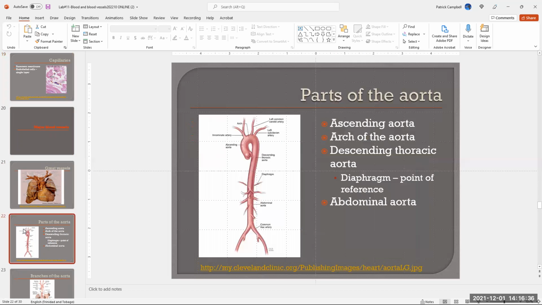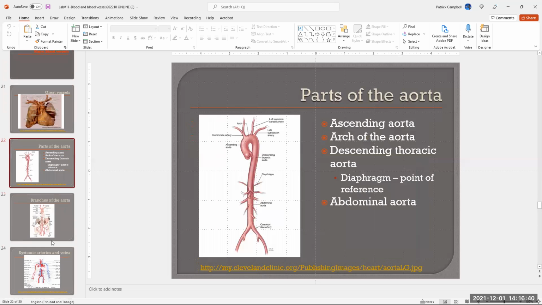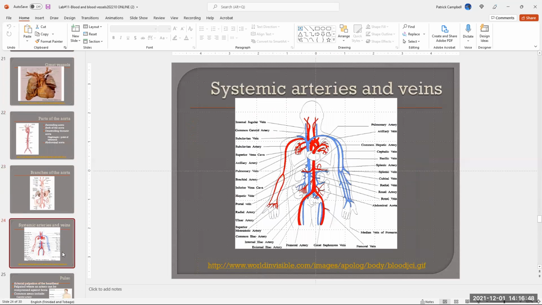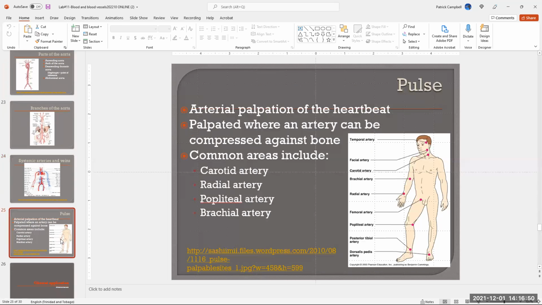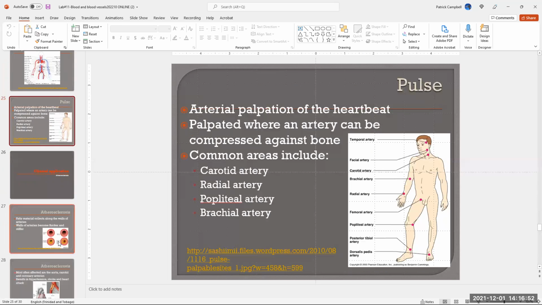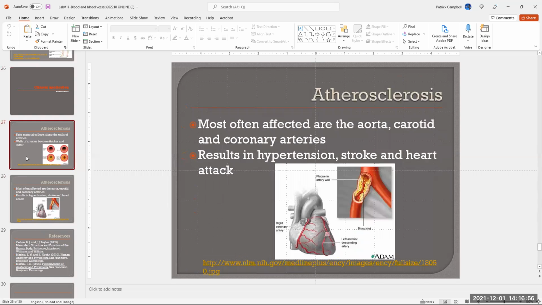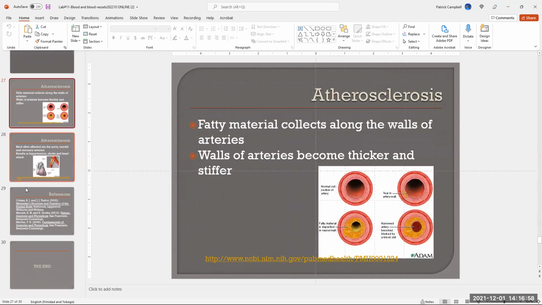All right. The aorta wouldn't be required, and neither would the systemic naming nomenclature of the arteries and veins. No, that wouldn't be required for this one. Right, okay, so that's the first one.